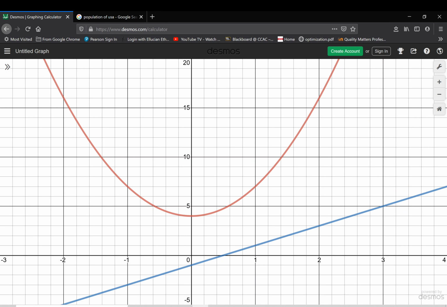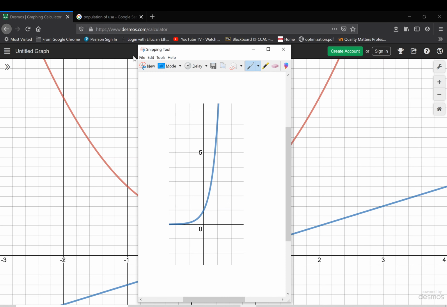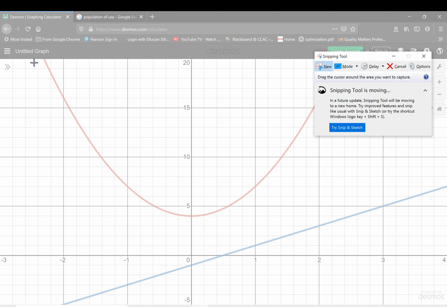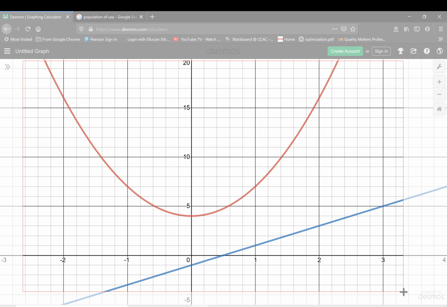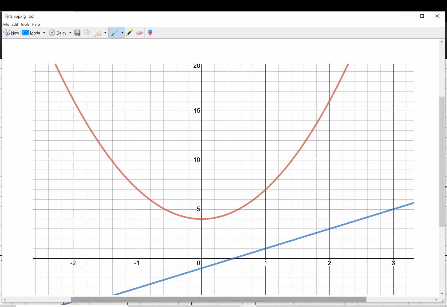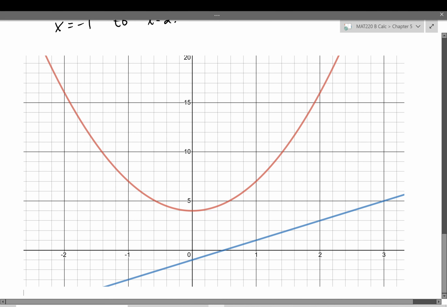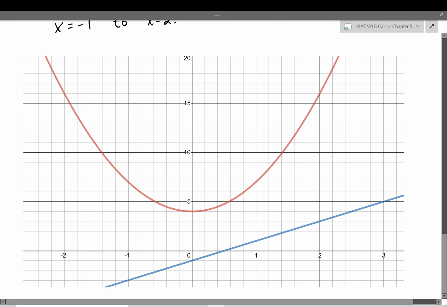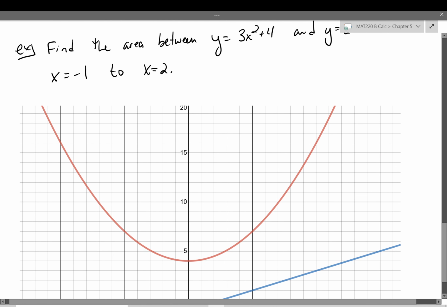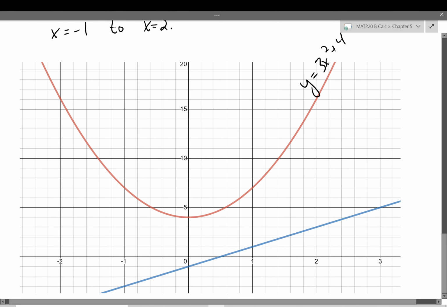Now I'm going to take a picture of this, and let's just put it here. So here's what we're talking about. The first graph that I graphed was a red line, and that's going to be y equals 3x squared plus 4. The second line I graphed was the blue line, and that's going to be y equals 2x minus 1.